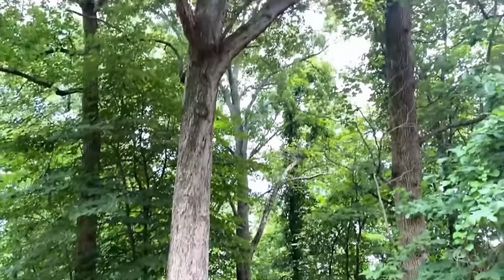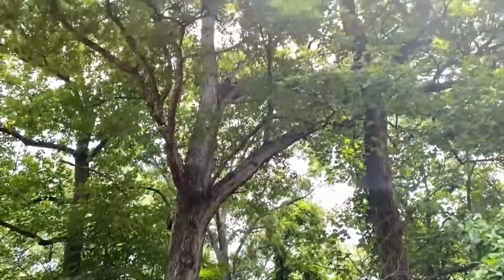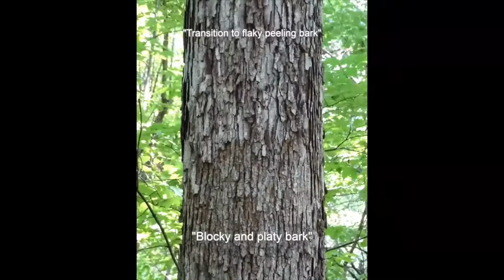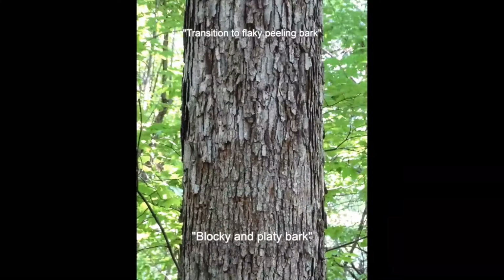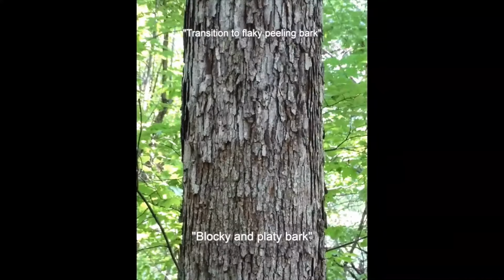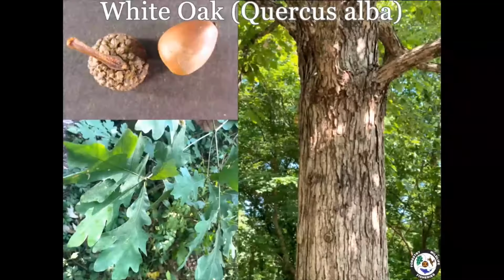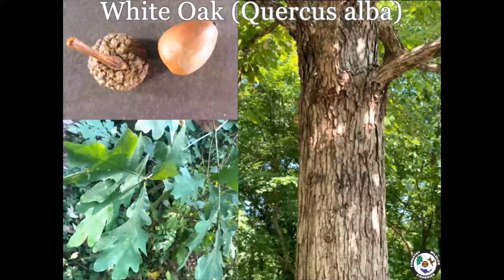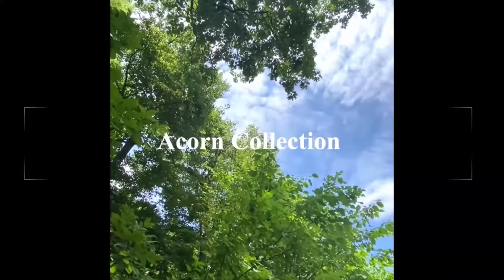Here we have white oak, or Quercus alba, and these trees have rounded lobes and sinuses on their leaves, with a bark pattern that starts as blocky and platy near the bottom of the tree, and then transitions to a flakier bark that appears to peel off the tree as you go higher up. In addition, these trees possess an elliptical acorn that is about an inch long, and they are adapted to most sites that do not flood and are found throughout the entirety of the southeast.